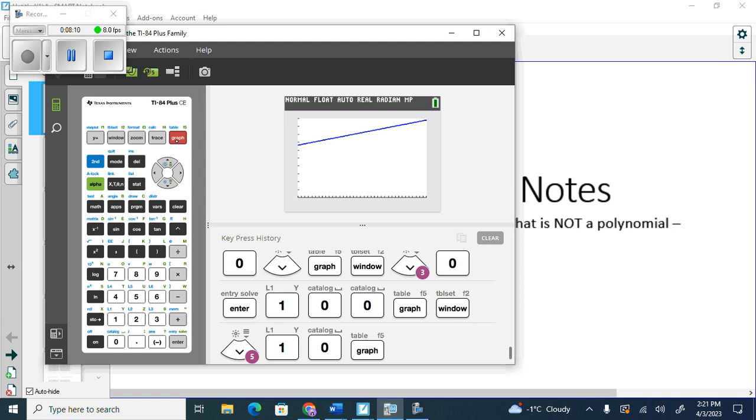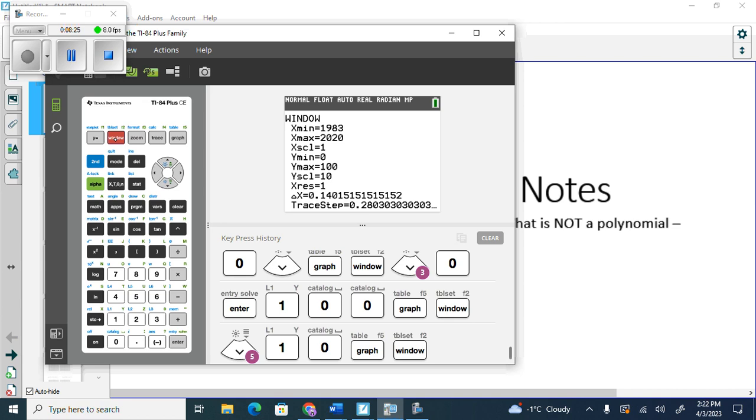So I have a graph sitting there, right? And we can get the graph to show up. I think I did something wrong. Yeah, me too. Check your window. Make sure your window's the same as my window. Your window is not the same as my window. Mine's 1983 to 2020, and yours is negative 100 to 200.